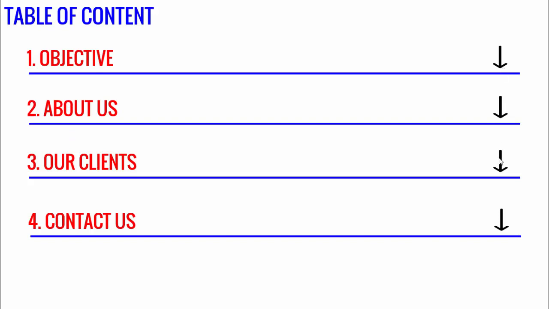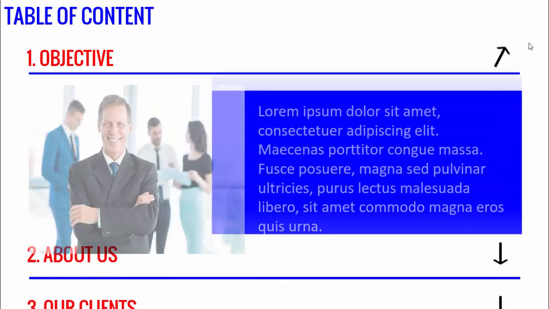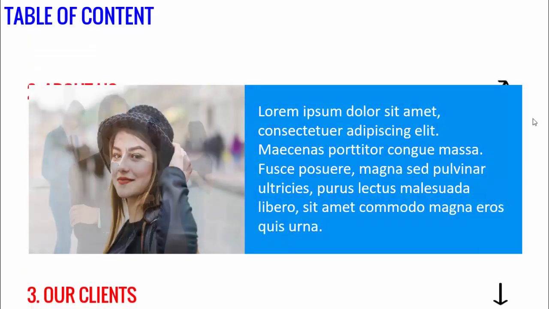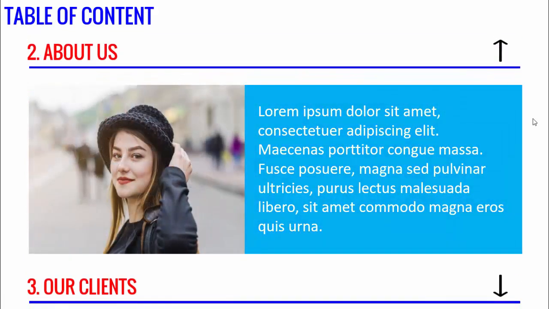And you can see there are 4 arrows facing downwards, and when I click, it will show you the first objective, the details with the image and the text, and you can see the arrow is showing upwards now. For this I have used the morph transition, which is available in PowerPoint 2018 or Office 365, and when I click, it will show you about us and the image changes.